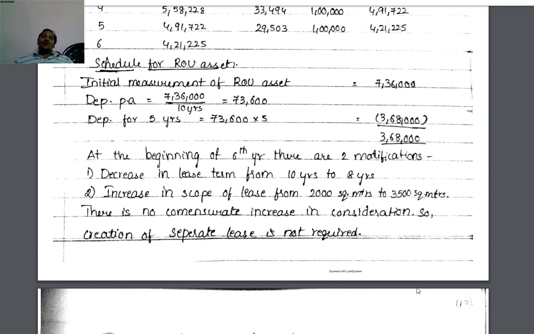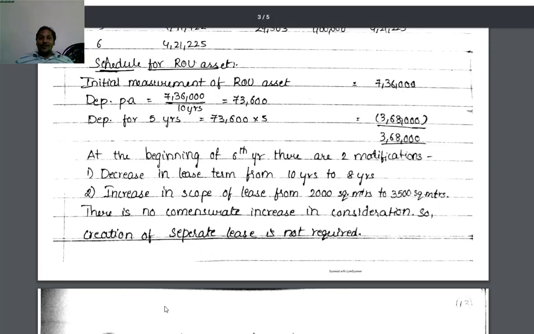Then we will go for second modification. Increase in the scope of the lease from 2000 square meters to 3500 square meters. No increase in commensurate consideration. Separate lease not required, just like other modification. Remeasure the liability. Now, what is the latest liability for us? We accepted 1,50,000 lease rent for next 3 years. By considering 1,50,000 and revised discounting rate. What is the revised discounting rate?